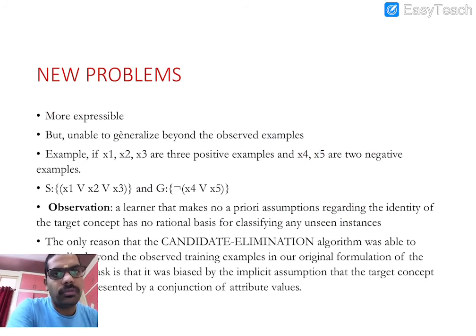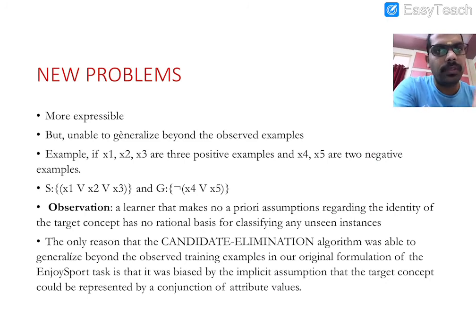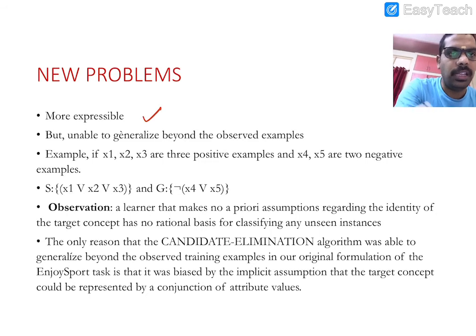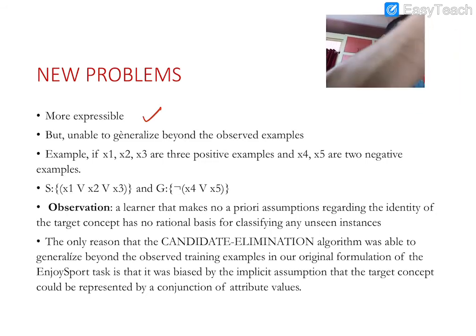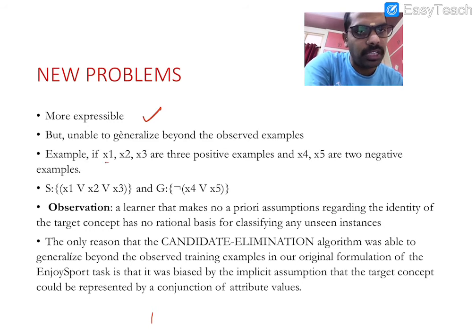And whenever we see the inductive bias, what are the new problems? Here the new problems: it is more expressible, but unable to generalize beyond the observed examples. Whatever the observed examples are, we consider only those; beyond that we are not able to consider. For example, there are 3 positive values x1, x2, x3, and 2 negative values x4, x5. In this case, the specific hypothesis is defined as x1 or x2 or x3, and the generalized hypothesis is defined as the negation of x4 and x5.